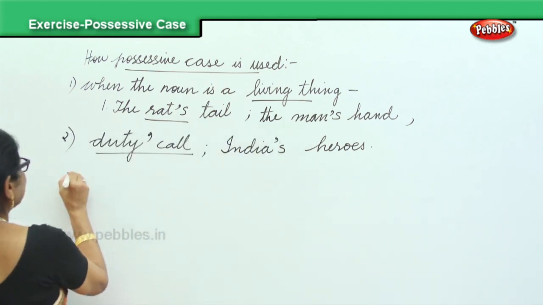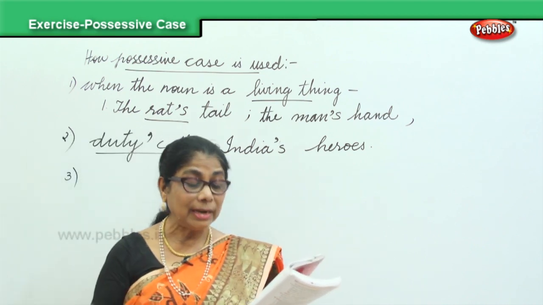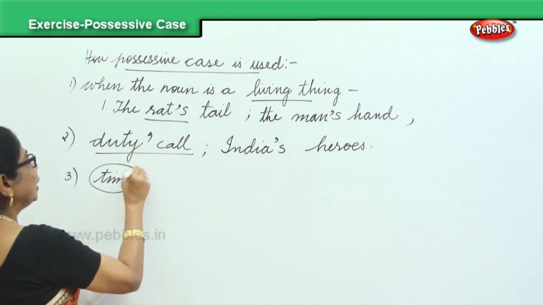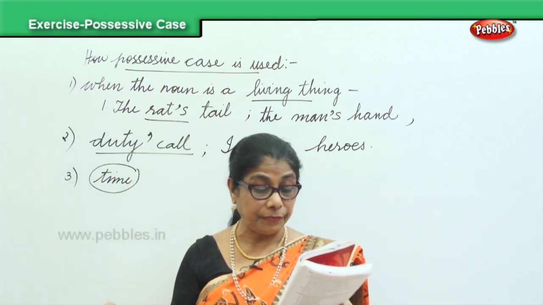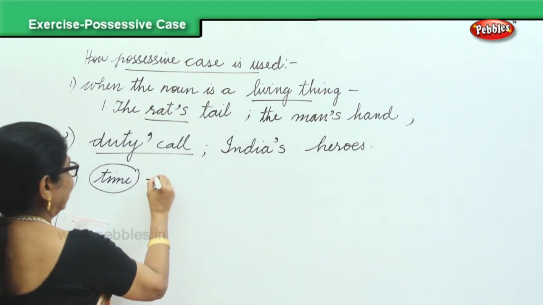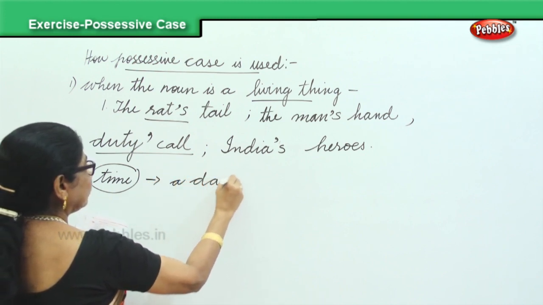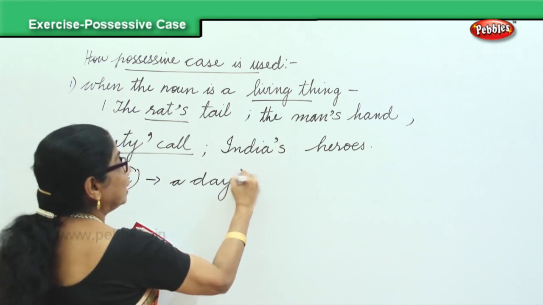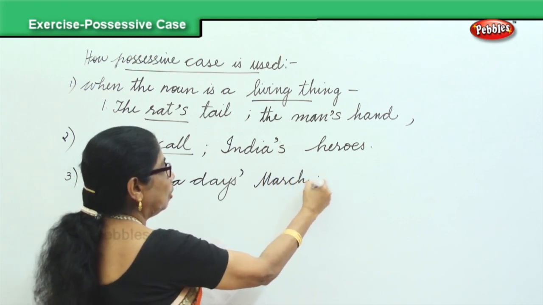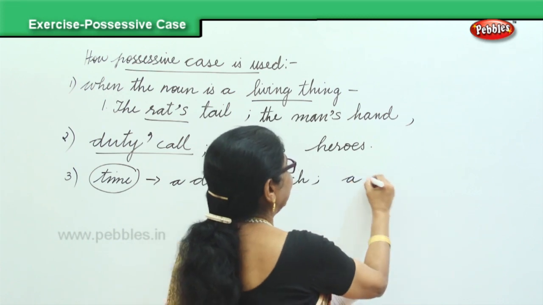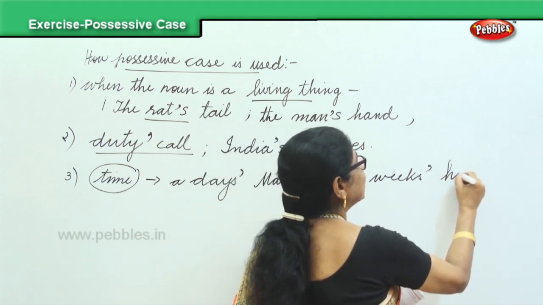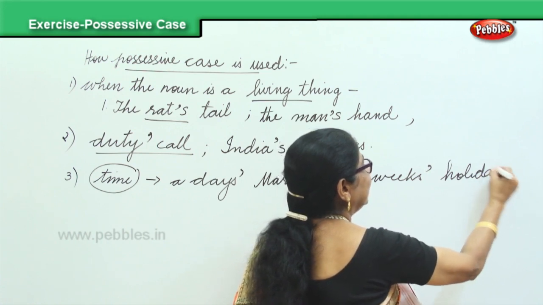In the third case, when a noun denotes time, we are talking about time, then the possessive form is different. You'll say a day's march. A week's holiday, like a day's. You put the day and after that the apostrophe. A day's march. Or you will say a week's holiday. A week's, you put the apostrophe after. A week's holiday.